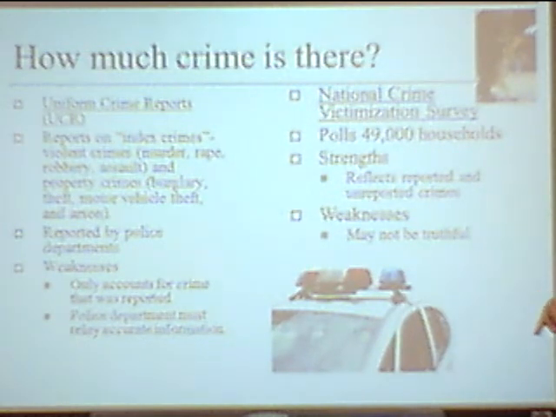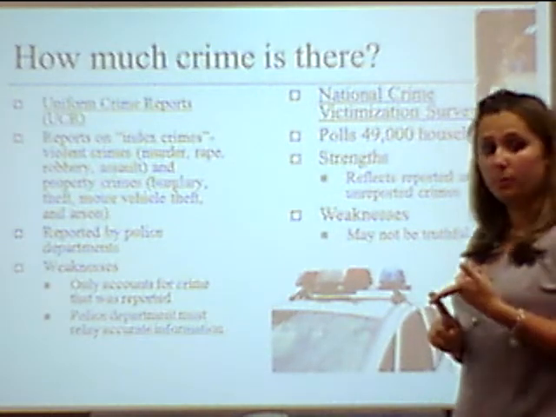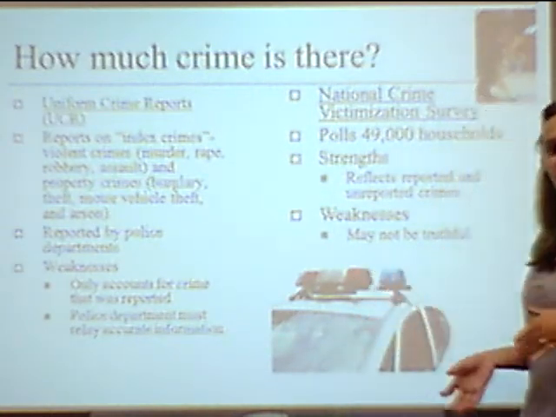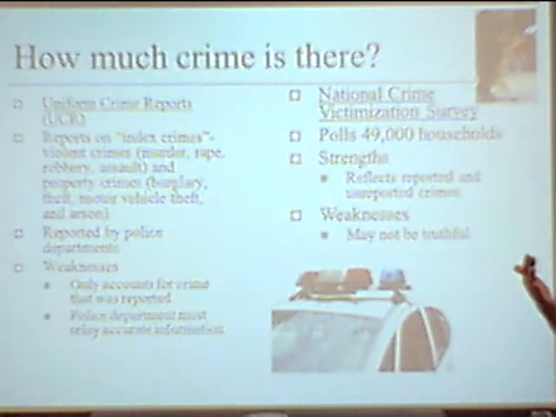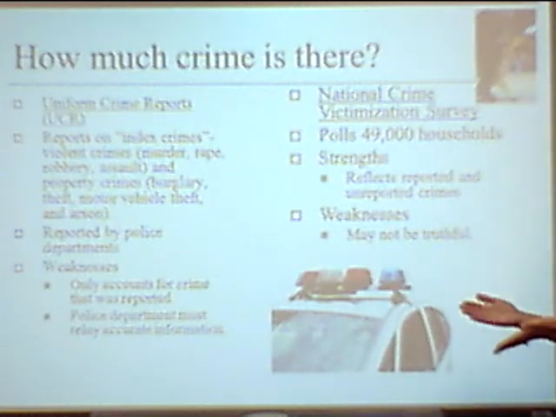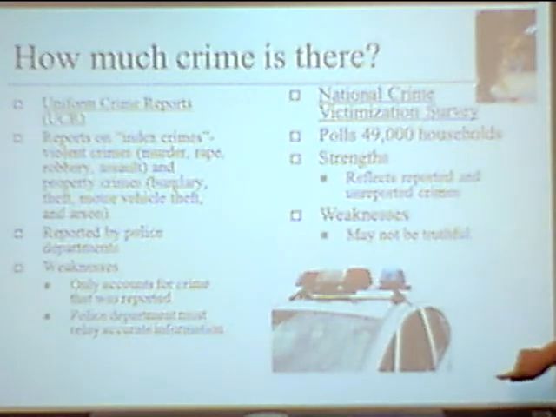However, the only way we actually know about these crimes is because they have to be reported, which sometimes skews the data because not all crimes are actually reported to the police department. Another form that we get our criminal reports from is the National Crime Victimization Survey, which surveys about 49,000 households, and it allows individuals who had a crime committed against them to report that crime. So this report is nice because it shows unreported crimes and reported crimes. However, there's no way of checking if the information is actually valid, so it may not be truthful.